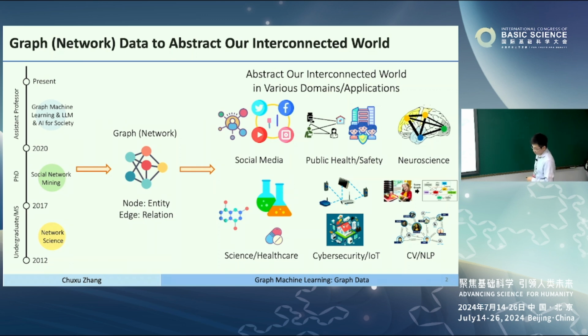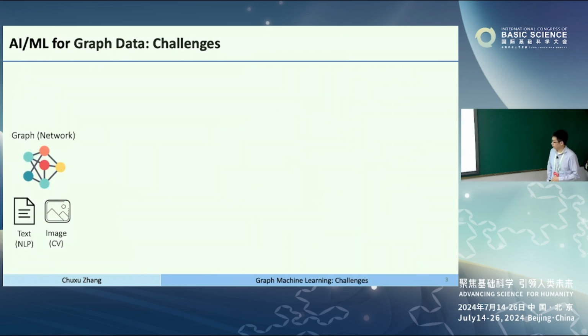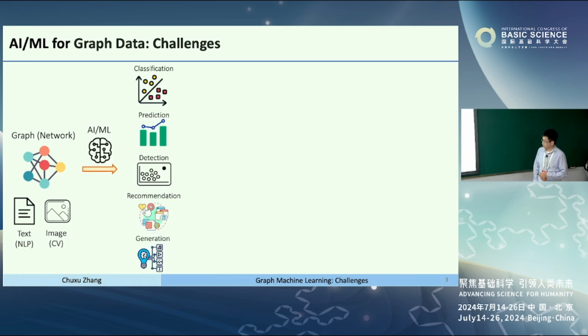Okay, so you can see that graph data can be used to model or abstract real world data in different application domains, right? Like the text data in natural language processing or the image data in the computer vision domains. Based on the graph data, we can develop AI and machine learning models for different applications like classification, prediction, anomaly detection, recommendation, or more recently, generation applications, okay?